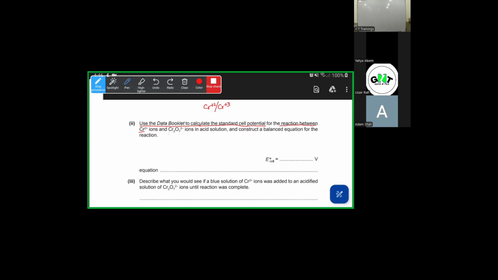And the next thing is Cr2O7 2-. So Cr2O7 2- always changes into Cr3+. Similarly, if MnO4- is there, it would always change into Mn2+. If you have Fe2+, it would always change into Fe3+. So these systems you people have to remember.